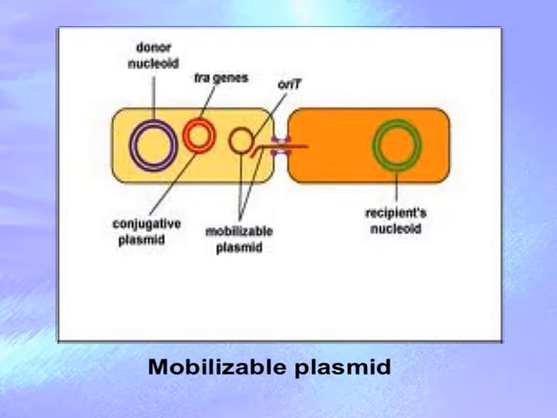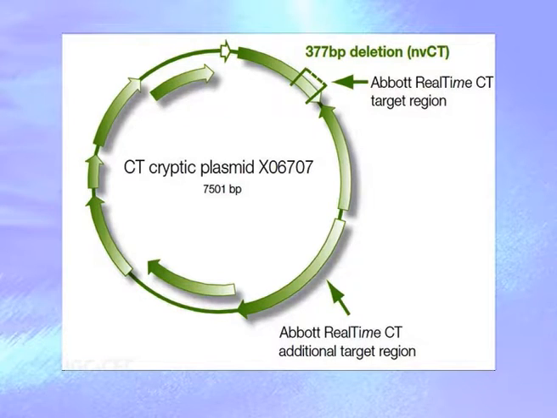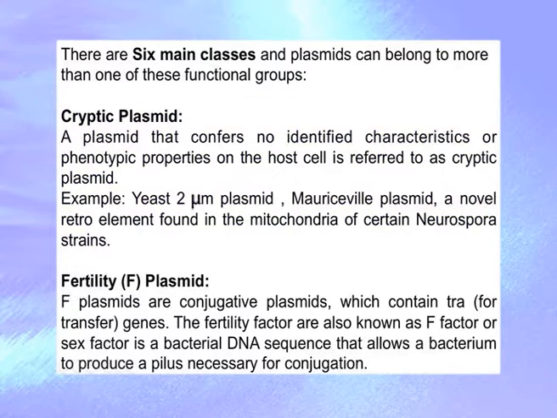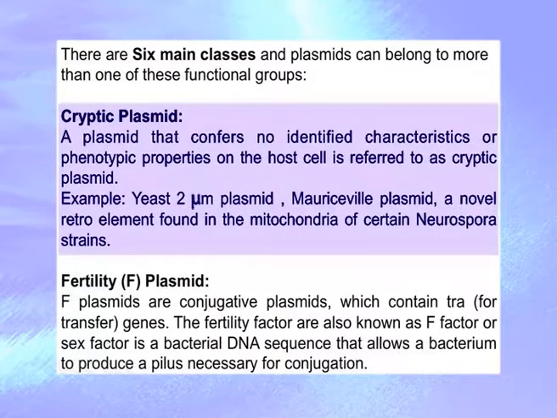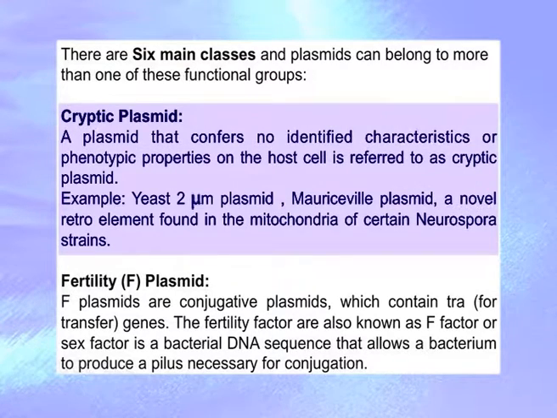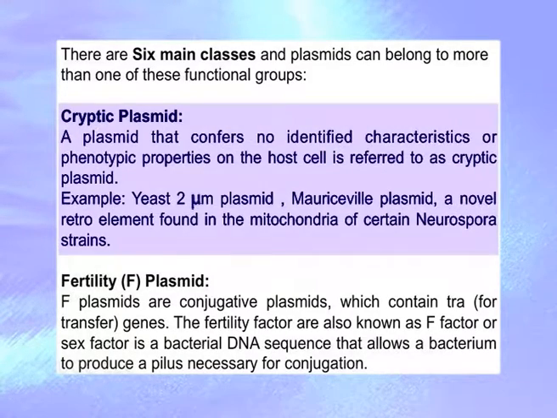And now we come to the 6 broad categories of plasmid classification, which is done on the basis of the different phenotypic traits exhibited by the plasmids. Number 1 comes the cryptic plasmids. Cryptic plasmids are those that confer no identified characteristics or phenotypic properties on the host cell. The example is the 2-micron plasmid present in yeast, and the second example is the Mauriceville plasmid, a novel retroelement found in the mitochondria of certain Neurospora strains.